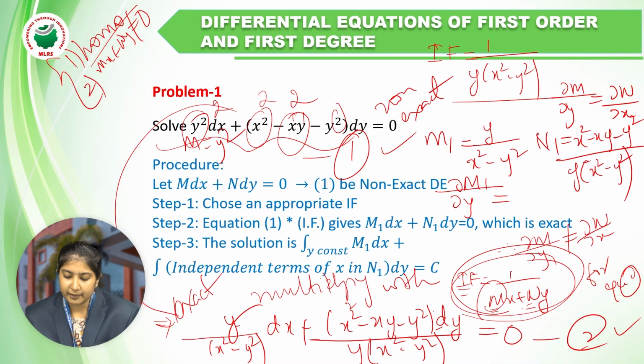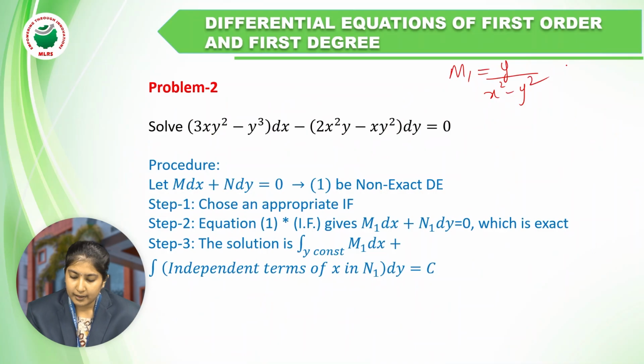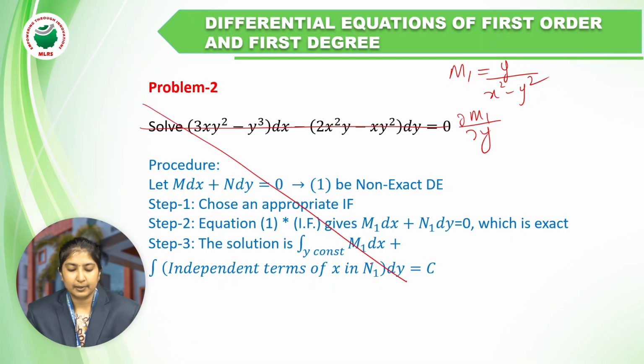Okay, what is my M1 here? M1 is y by x square minus y square. So performing dou M1 by dou y. Ma, we are doing the previous problem, okay? This is not applicable here, we are doing the previous problem.